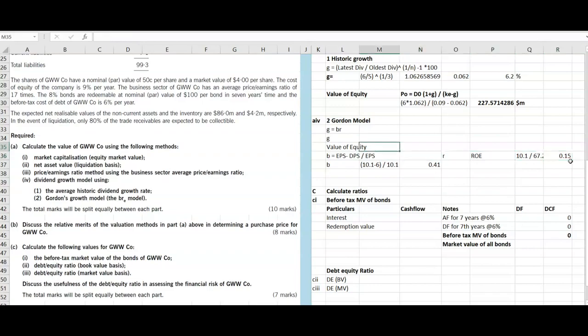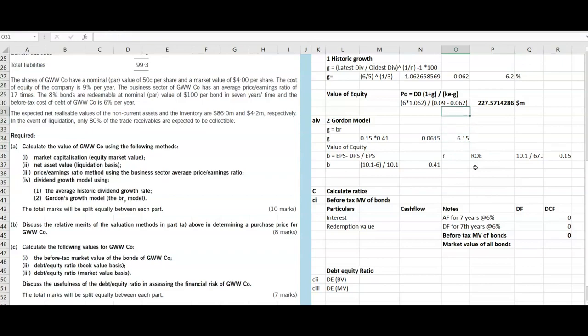So now we can find out the G here. So G would be 0.15 into 0.41, will give us the answer. But the answer that we get is actually a percentage. So we can multiply it by 100. We'll get the percentage number. So the growth is 6.15.